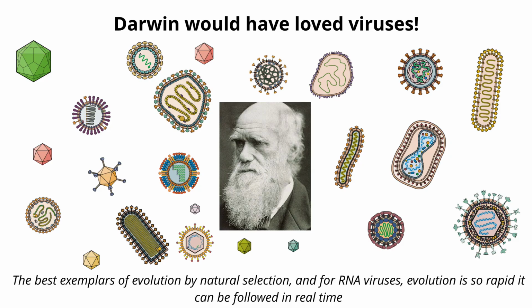Now, if he were around today, he'd go crazy with viruses. He would absolutely love them because they are the best exemplars of evolution by selection, exactly what he proposed. You can see that in viruses more than in any other organism. And in fact, if you study an RNA virus, evolution is so quick, you can follow it in real time. You can do it in a day in your laboratory and watch evolution. So he would just absolutely love viruses.